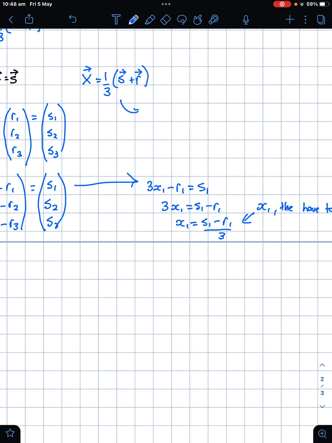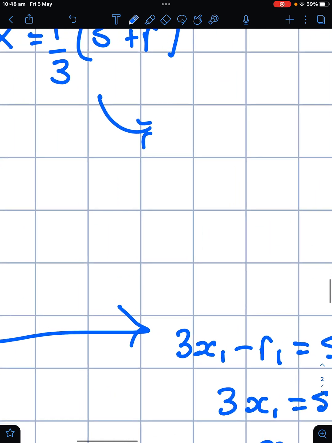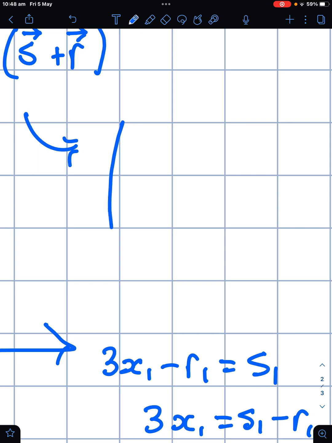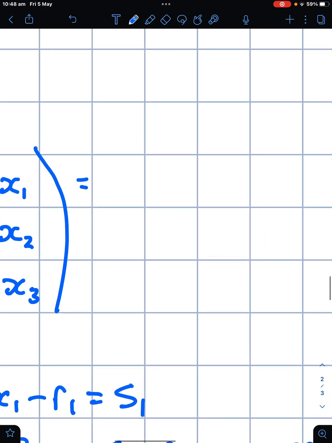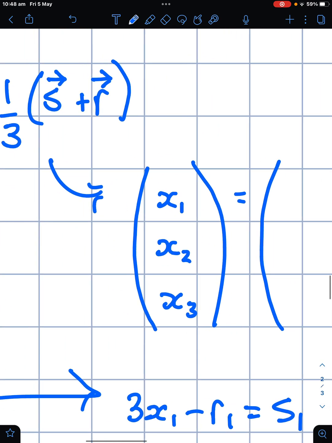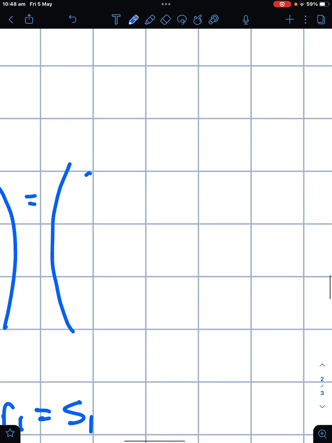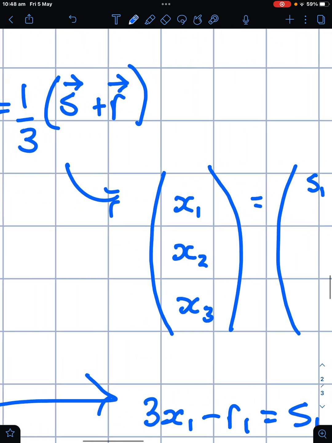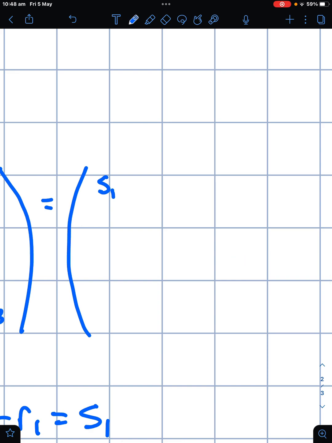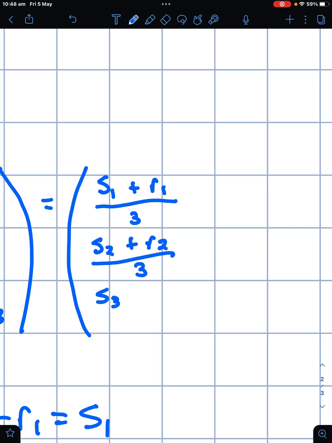whereas in this one, we used a little bit of algebra, and I now look at this, and I could straight off say that our individual elements here, x1, x2, x3, solving for this unknown we want, are going to be equal to s1 plus r1 over 3, s2 plus r2 over 3, s3 plus r3 over 3.